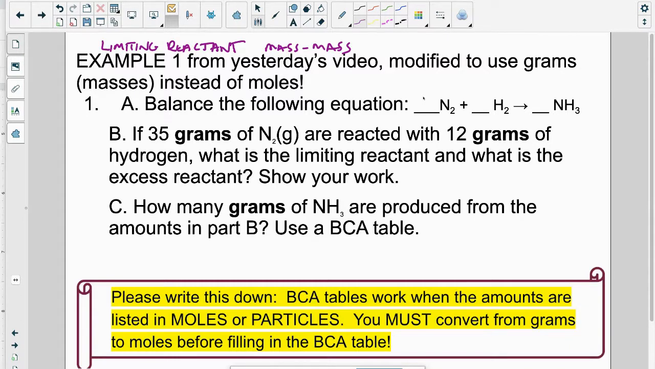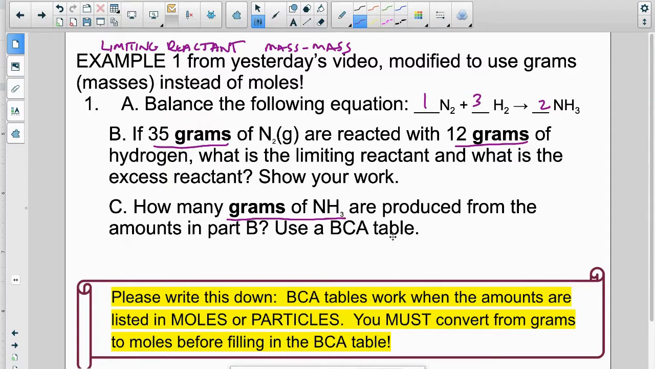So first of all, let's balance this equation. You can probably balance this in your sleep now: 1, 3, 2. And notice that instead of being given moles, we are now given grams. And again, for part C, now we're being asked for grams of NH3, not moles of NH3.